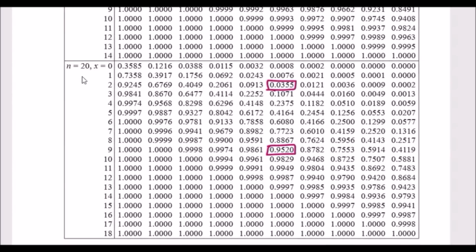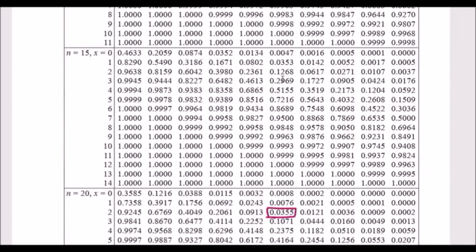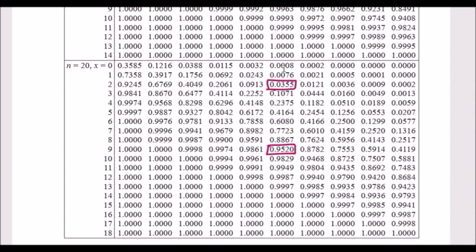Let's look at n is 20, perfect, and then the probability value is 30%, so 0.30. You scroll down, and now we find a probability value which is less than 5%. We see that we have 0.0355. This is 3.55%, so less than 5%. But afterwards, it's bigger than 5%, it's 10%, and so on. So that means the first critical value is less than or equal to 2.